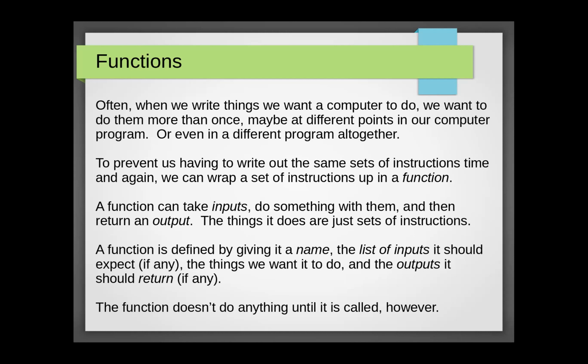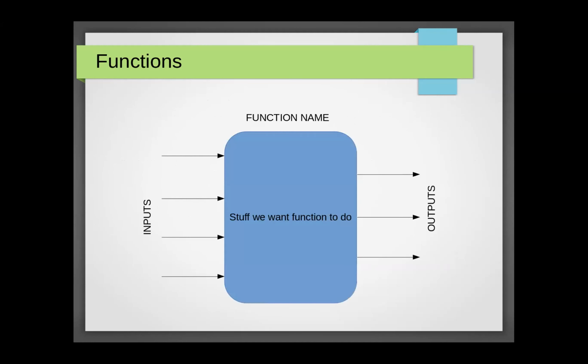And that's a really important thing to remember, particularly if you're new to coding, that sometimes you can get confused as to why, when you've written a function, it doesn't do that automatically. It's because what you're doing is telling the computer to remember this function. You're defining it, but you have to specifically say when you want it run. So we have our function name, we've got our inputs that feed into that function, the stuff we want the function to do, and then it'll throw out some outputs at the other end.